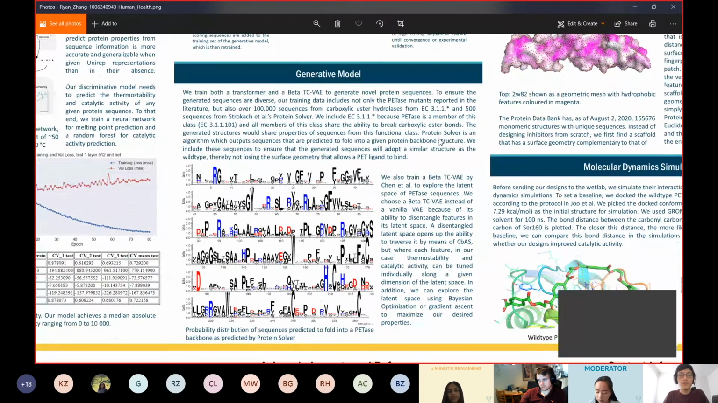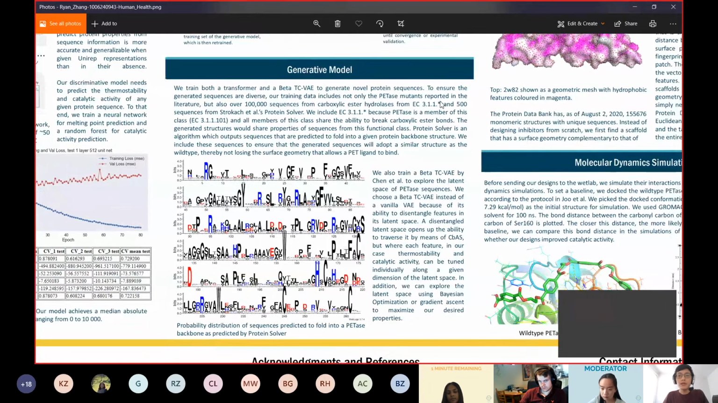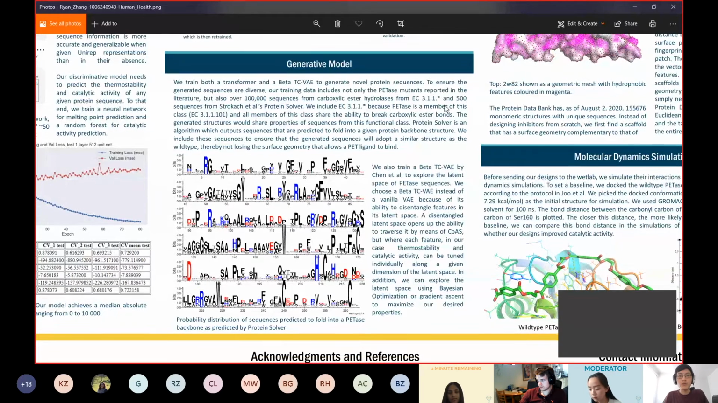So to ensure that the generated sequences are diverse, we don't want to train it just on the PETase data that we have, the 750 sequences. We want to include sequences that are similar as well. So we take carboxylic ester hydrolases from EC 3.1.1, and we also take our 750 sequences, and we group them together and train our models based on that.